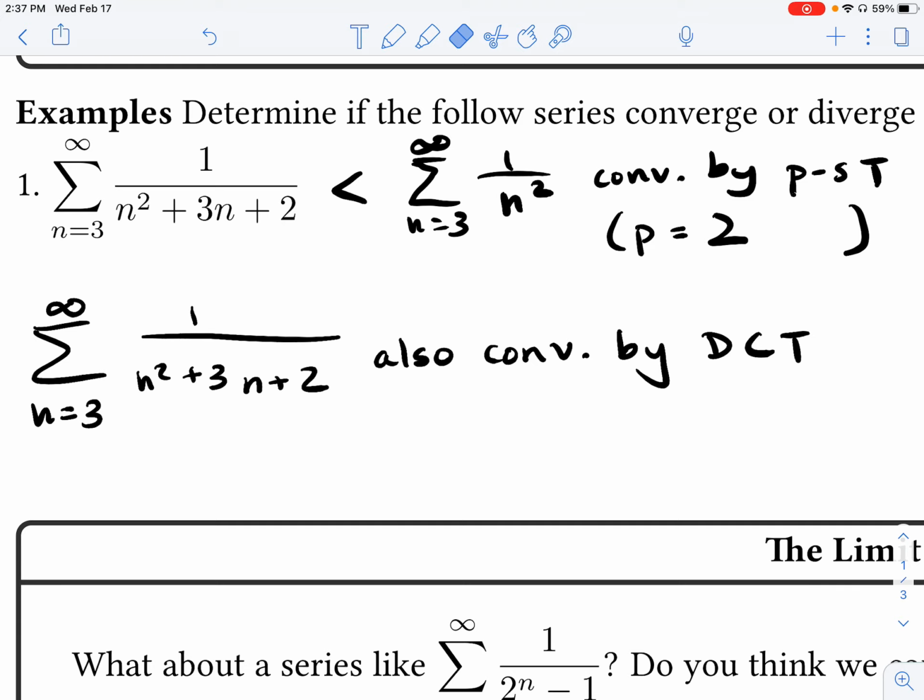Similarly, I oftentimes see students do this with the p-series test. They'll say, oh, my p-value is equal to 2. Well, what about the fact that that is 2 tells you that your series converges? So you want to show that the p-value is greater than 1.